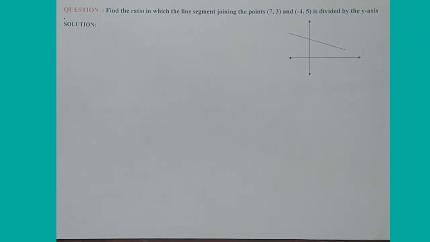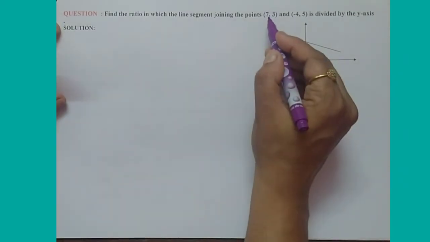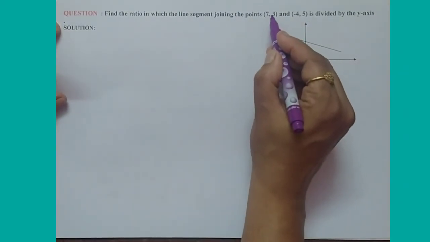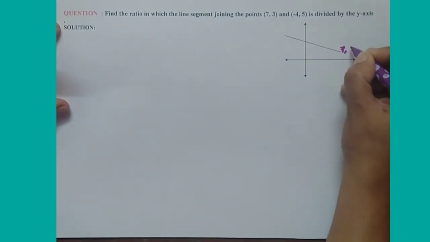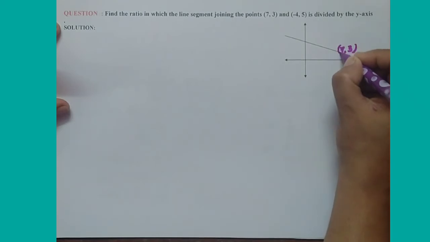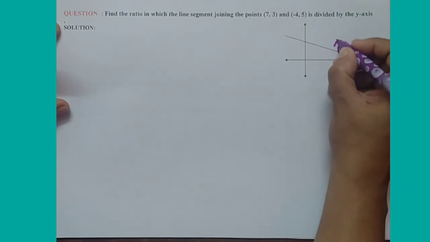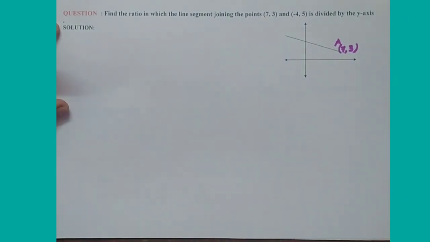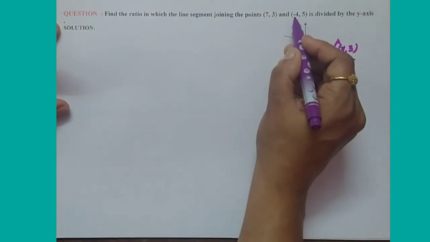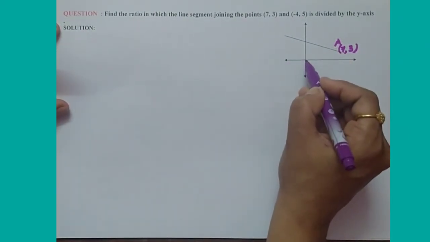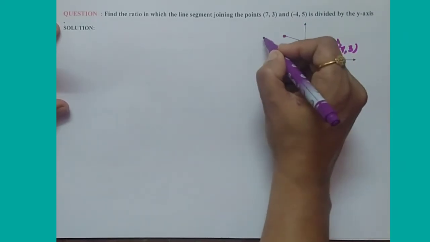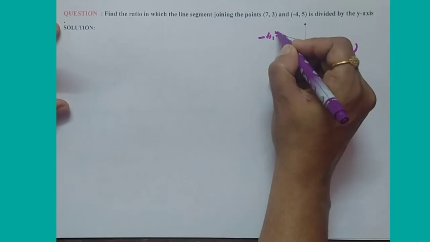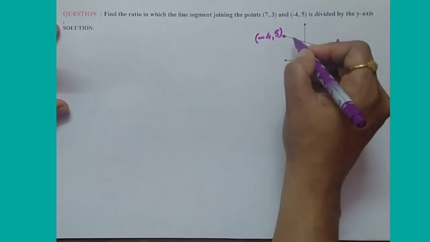Find the ratio in which the line segment joining the points (7, 3). What is the point (7, 3)? (7, 3), in which both the coordinates are positive, so definitely it will lie in the first quadrant. So as a rough figure, I am going to mark it in the first quadrant, and that first point will be A. The other point is (minus 4, 5). X value minus 4 and y value plus 5. The point will lie in the second quadrant, which I am going to roughly mark, as (minus 4, 5) is the point in the second quadrant.